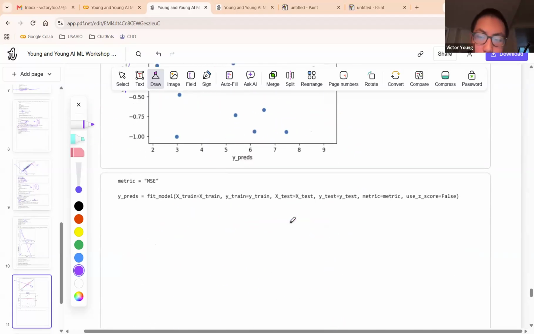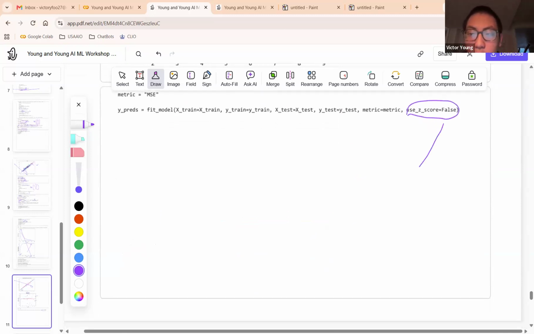Now, what happens if we do not use z-score normalization? Right here, I purposely turned it off.